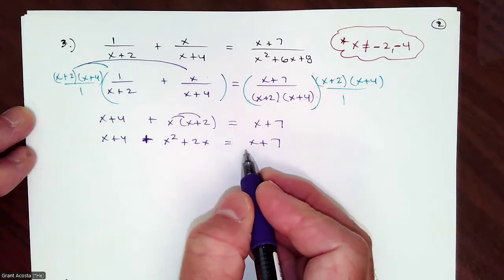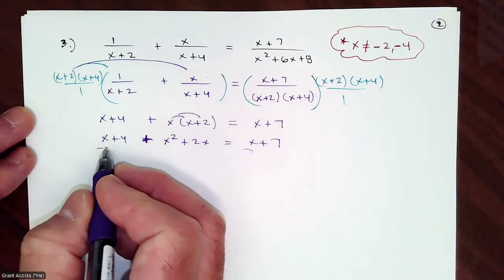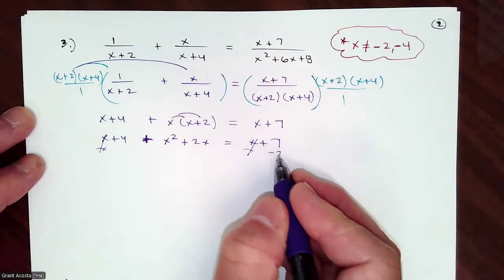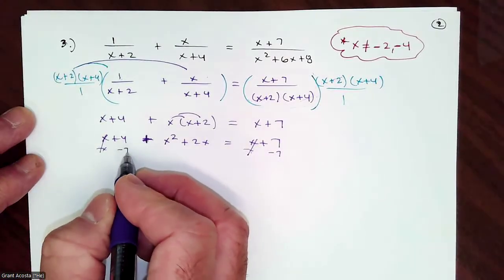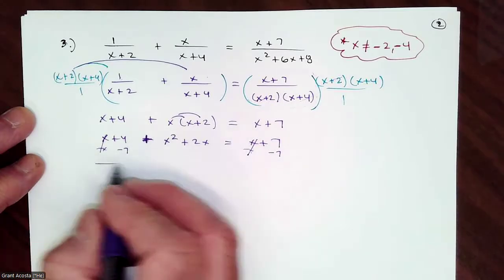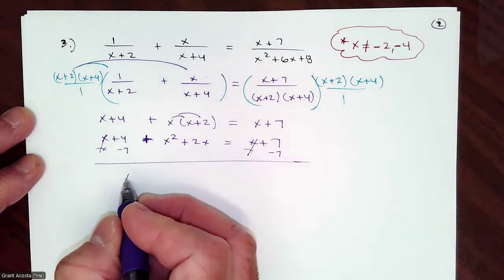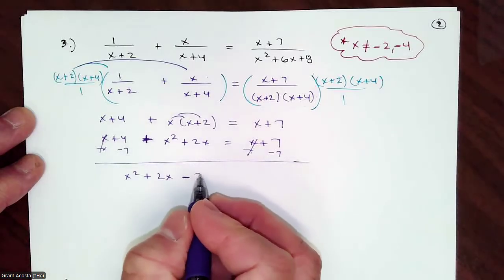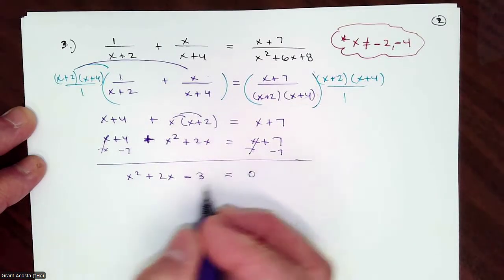I mean, the fast way to do this, if we subtract x here, subtract x there, we get that x to cancel with that x. And if I subtract 7 from this one, then I'm going to have, I'll put these two first, x squared plus 2x, 4 minus 7 is minus 3, and this is equal to 0.